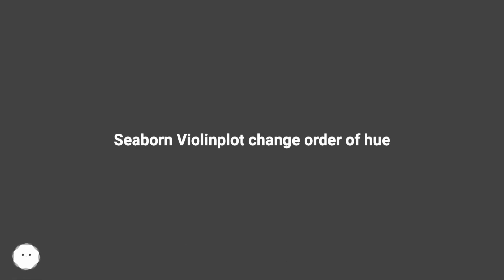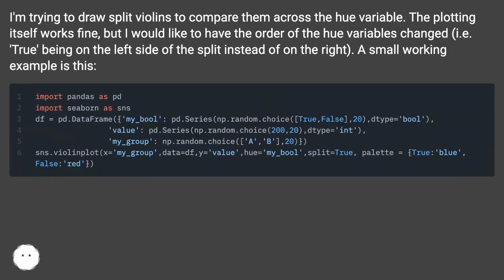Seaborn Violinplot change order of hue. I'm trying to draw split violins to compare them across the hue variable. The plotting itself works fine, but I would like to have the order of the hue variables changed, i.e. true being on the left side of the split instead of on the right. A small working example is this.